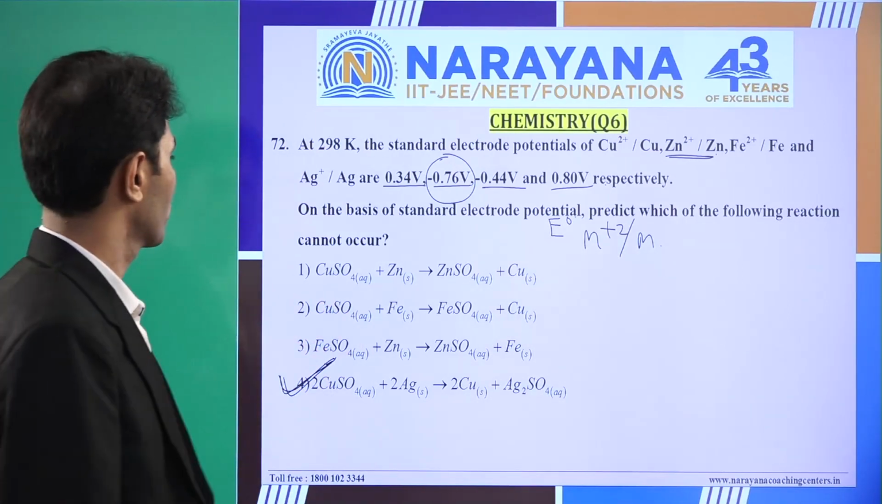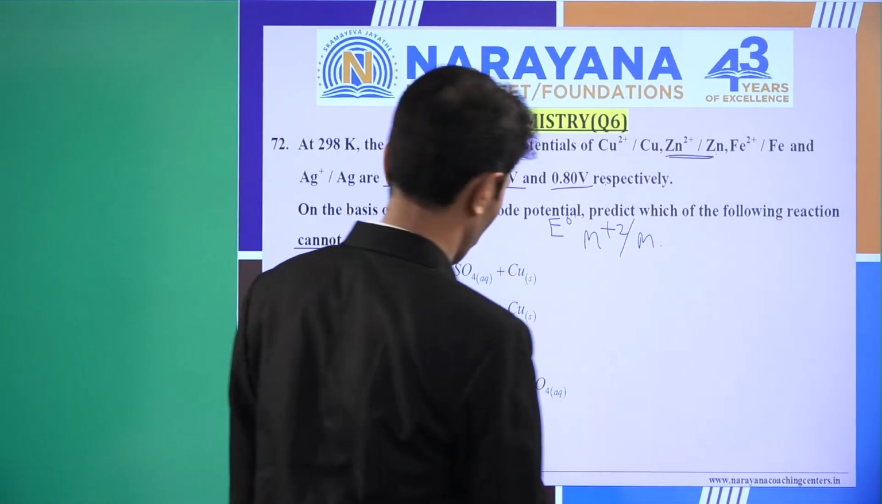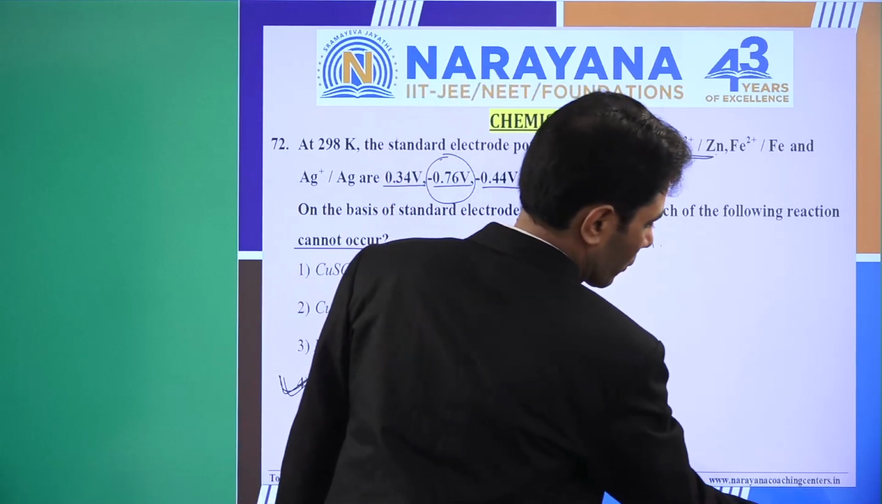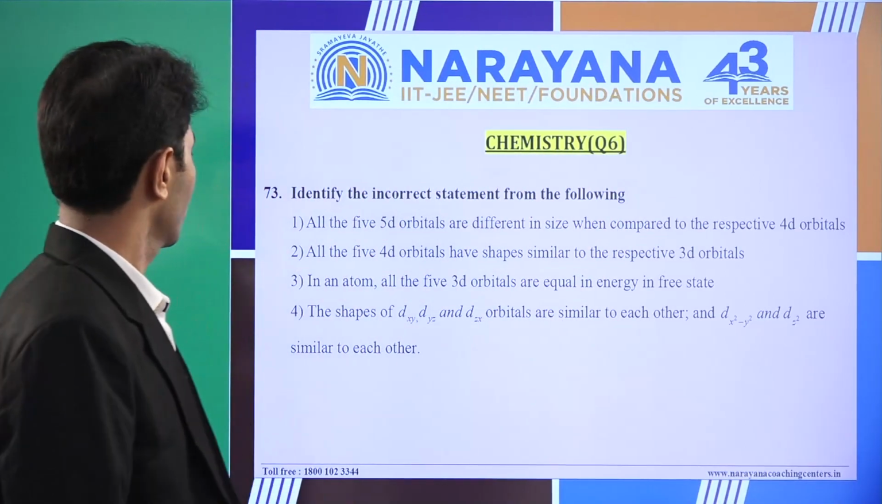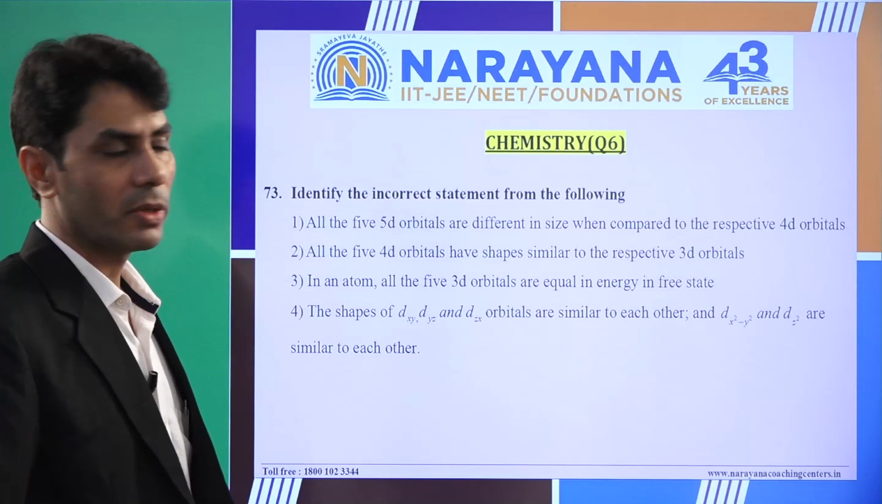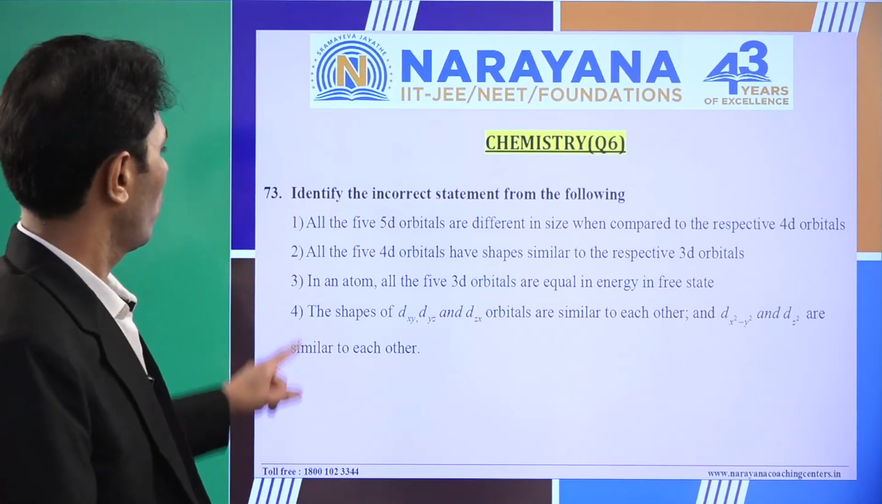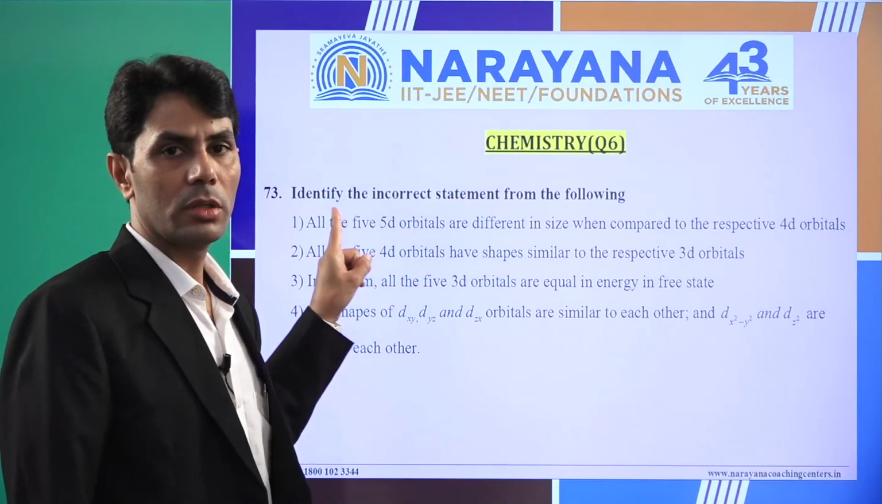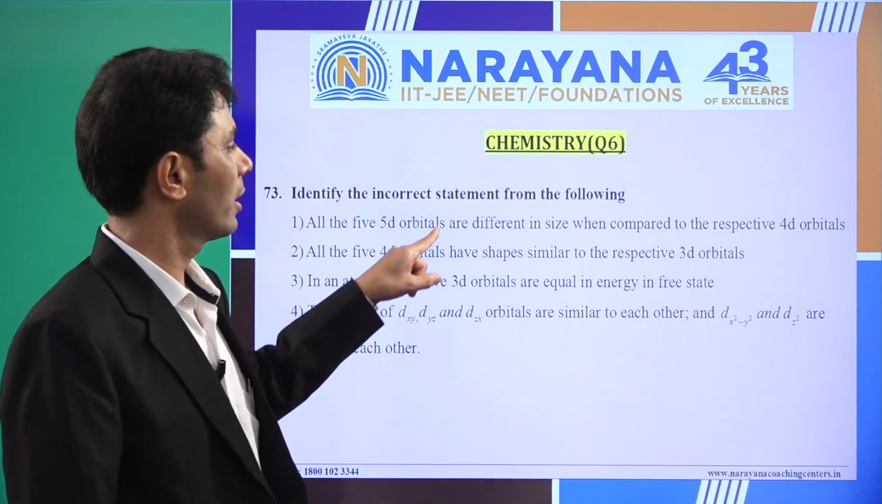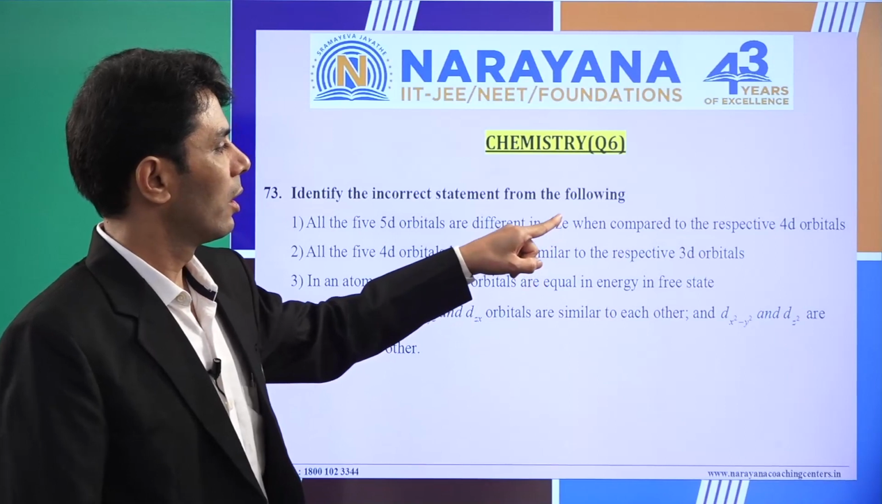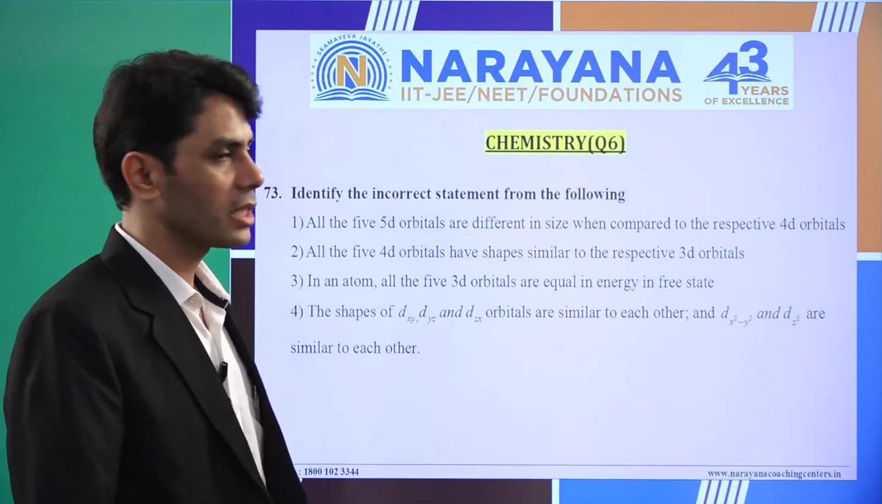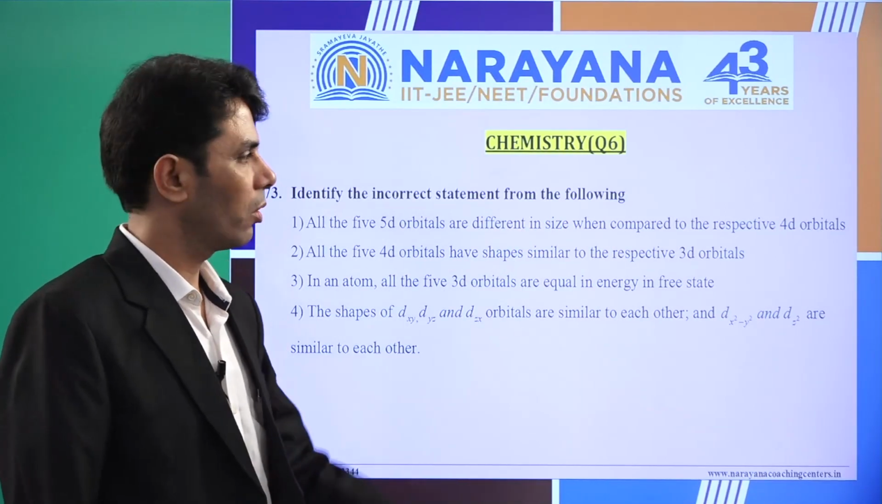So it is the incorrect option, means the correct option is the fourth one, right? The next one is again theoretical, a very simple case. Identify the incorrect statement among the following. All the 5d orbitals are different in size when compared to respective 4d orbitals.